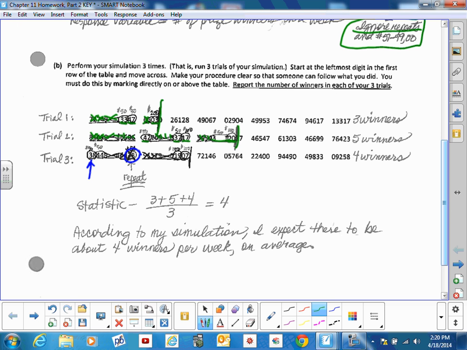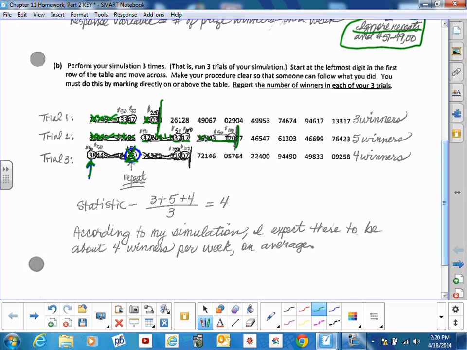And I will show you on this last trial. 38 was my first winner, but I later came to another ticket number 38. Well, that one was not supposed to be back in the mix, so that one is not a repeat winner. Ignore that one if you get a repeat.